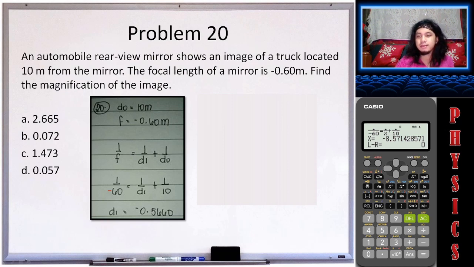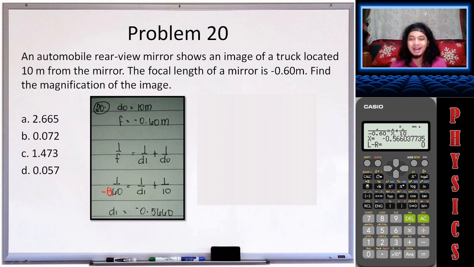Bakit mali? Anong nangyari? Ayun, mali. Mali pala. Negative 0.60 pala ito. Negative 0.60 ito dapat, guys. Mali-mali itong ginawa ko. Yan, okay na ito. Sigurado na ito. Equals. Negative 0.5660. Hindi ko kasi notes ito eh.